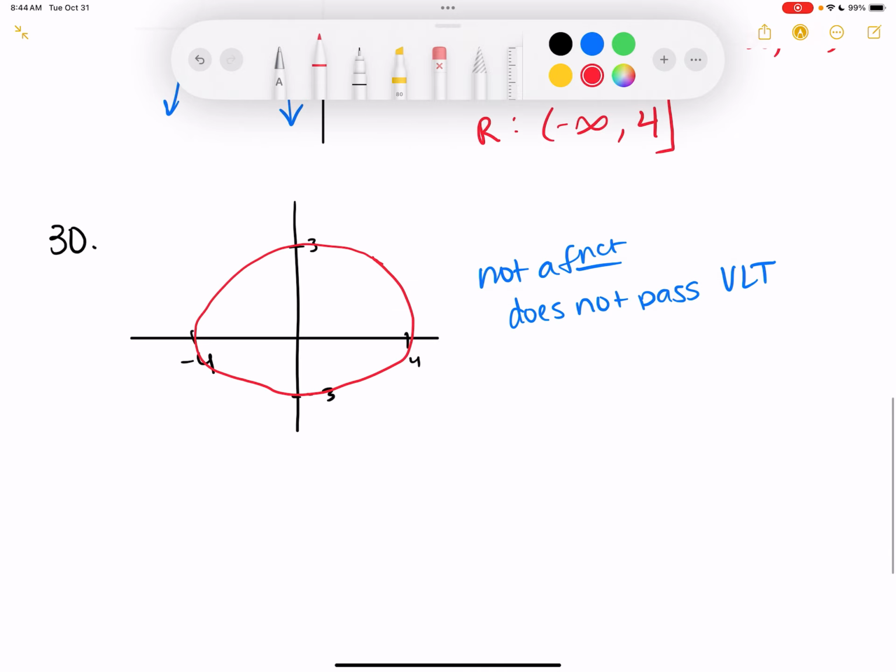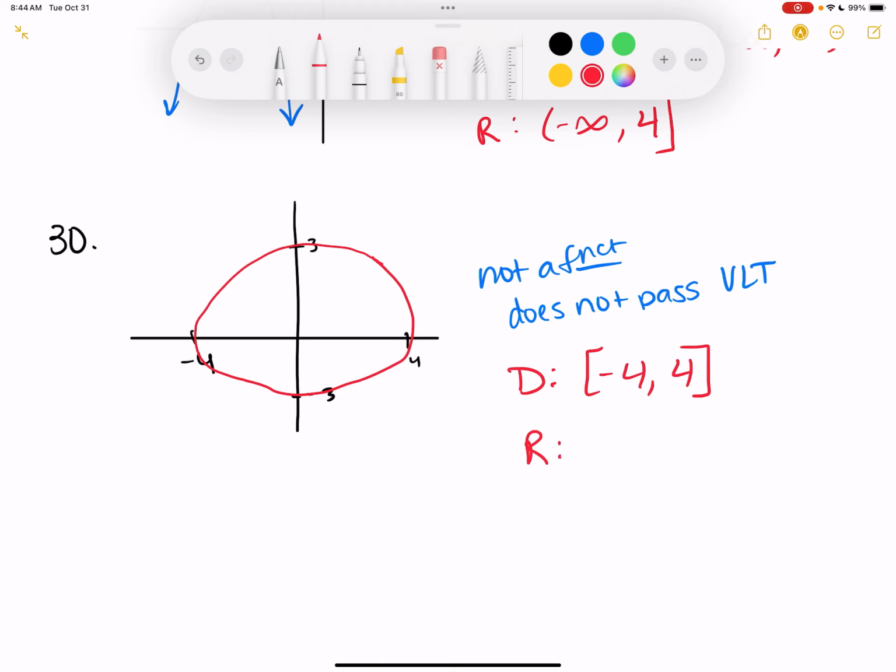So what would my domain be for this? What x values does it take on? -4 to 4. And do I include or not include? Yeah, I include them because the point is actually at it. So it's going to be in a bracket, -4 to 4, and another bracket. Exactly. Definitely what you said, right?